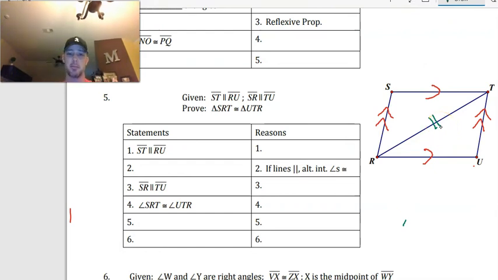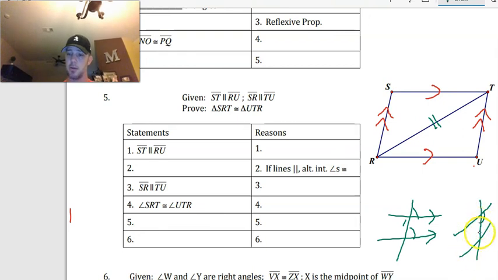The parallel is on there for a reason, and what am I usually able to label with parallel lines? Well, with parallel lines cut by a transversal, we have either corresponding angles that we could label as congruent, or I could say alternate interior angles. So like this angle and this angle here would be congruent, and that's exactly what I have in this case. If I look at ST and RU as parallel, there's a transversal TR right here.